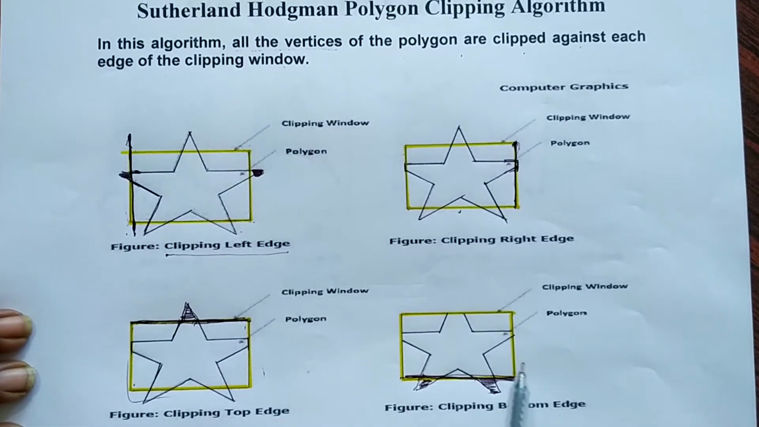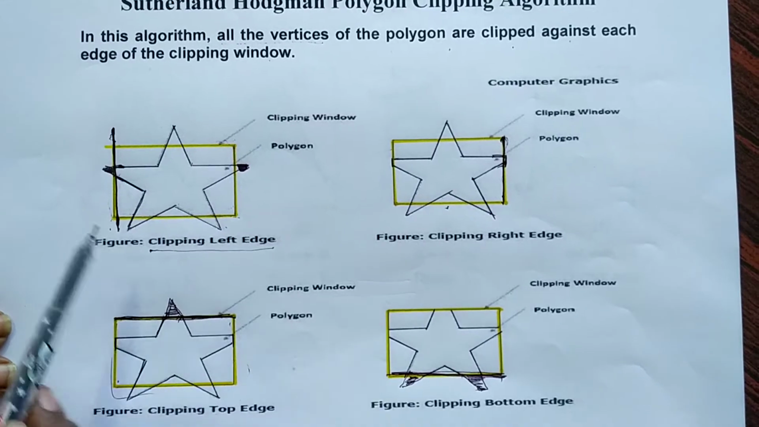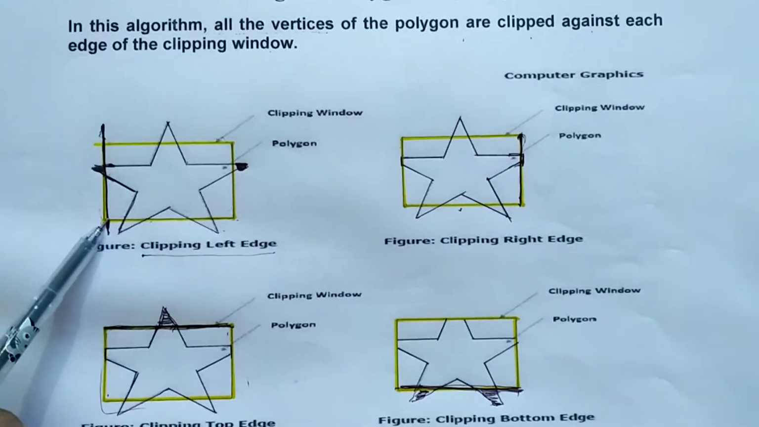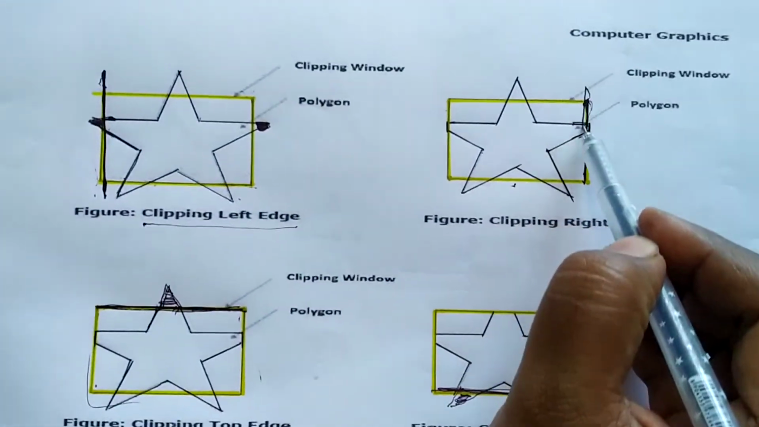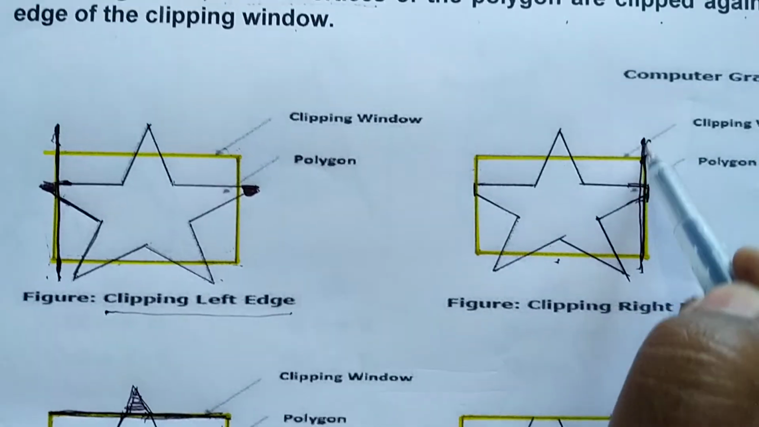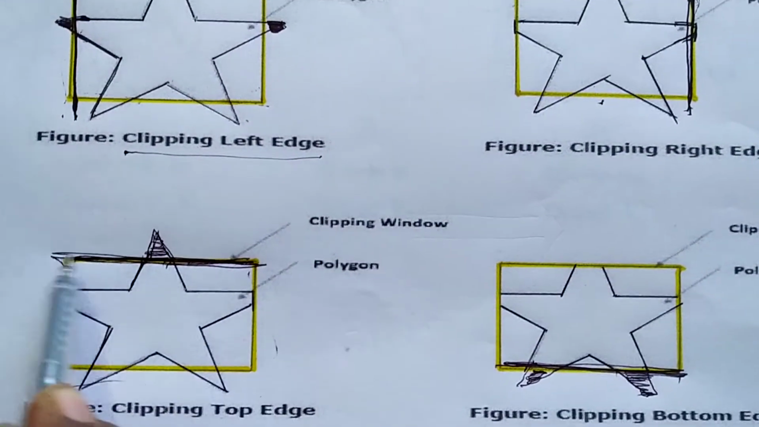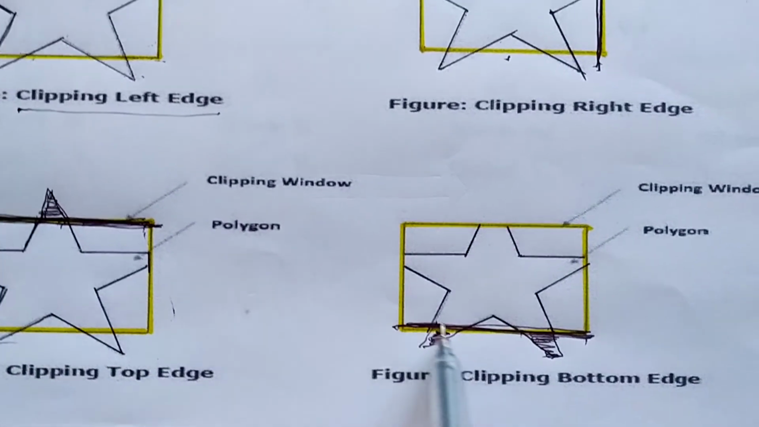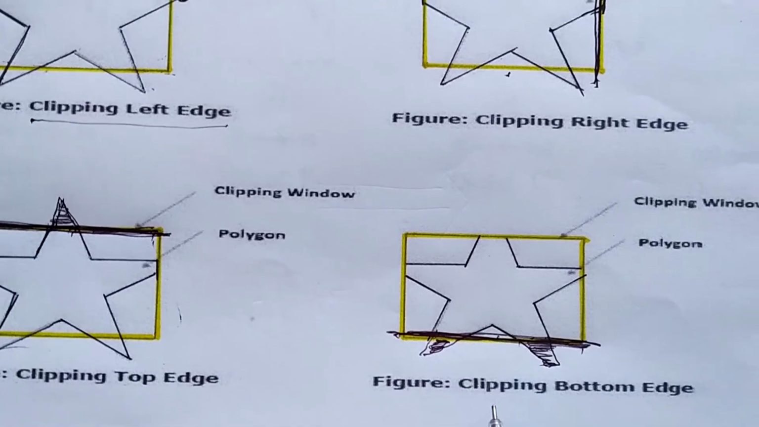In this way, we will clip the polygon using 4 steps. First, we need to clip the polygon against the left edge of the clipping window. Next step, we need to clip the polygon against the right edge of the clipping window. And in the third step, we need to clip the polygon against the top edge of the window. In the fourth step, we need to clip the polygon against the bottom edge of the window.